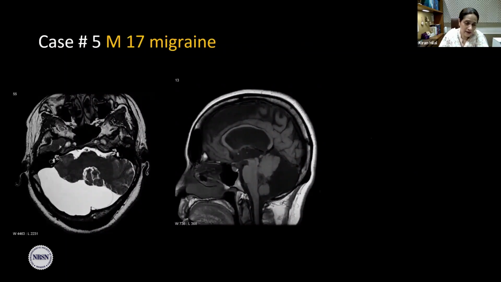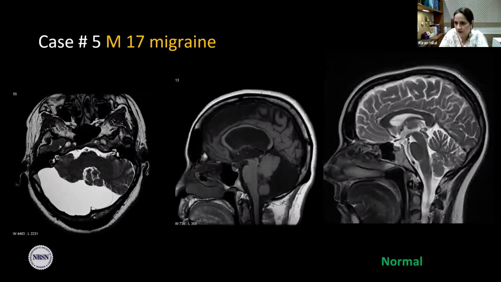Coming to case number 5, it's a case of a 17-year-old male. Again, neurodevelopmentally absolutely fine, no history of seizures, no abnormal neurological symptom except on and off migraine. MRI was performed and you can see a large cyst here. Just compare it with this normal control. You can see there's a large cyst present, causing significant mass effect over the vermis.